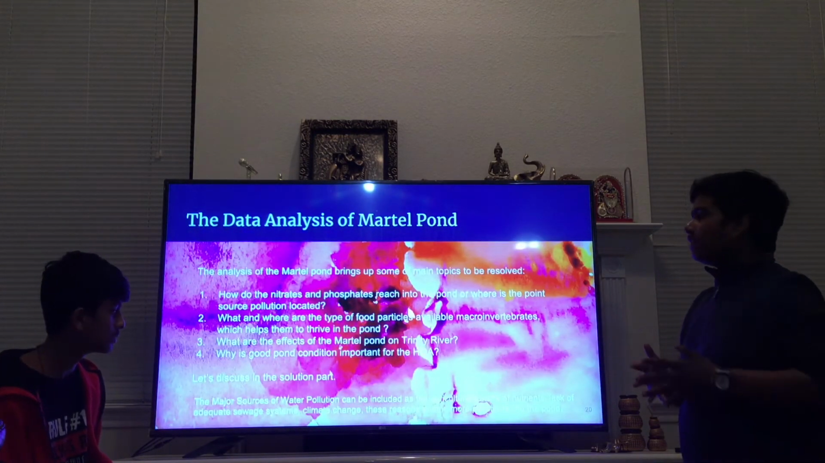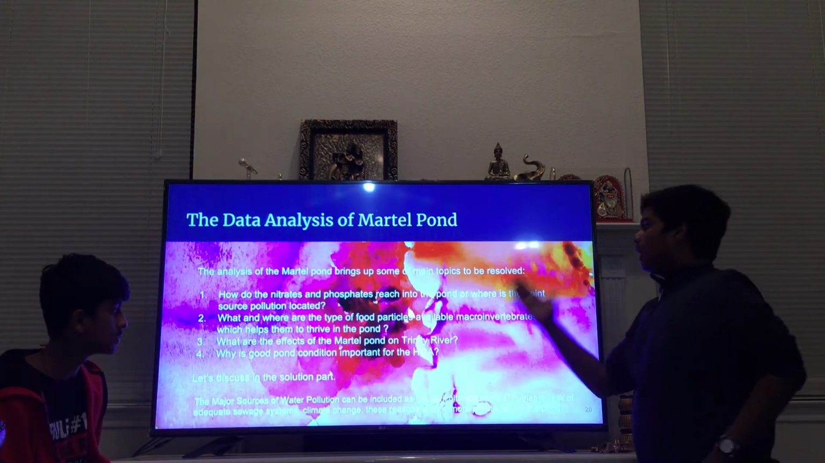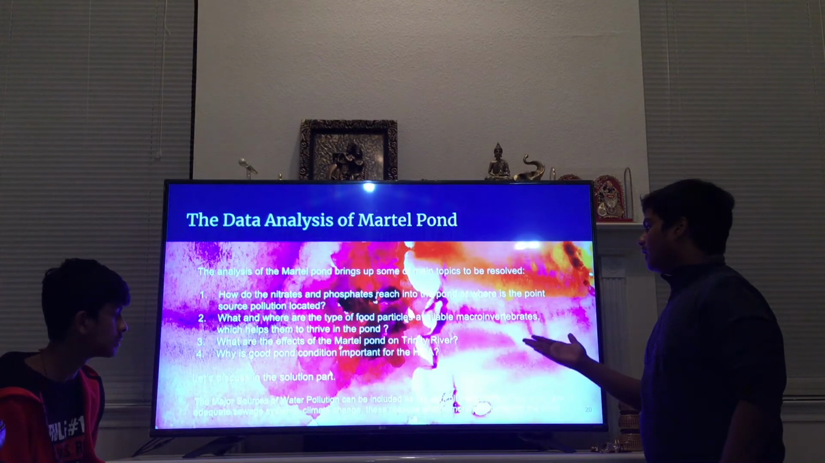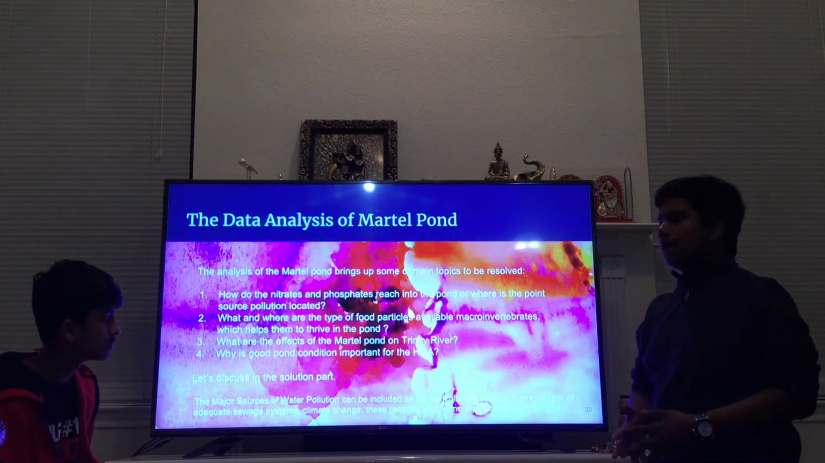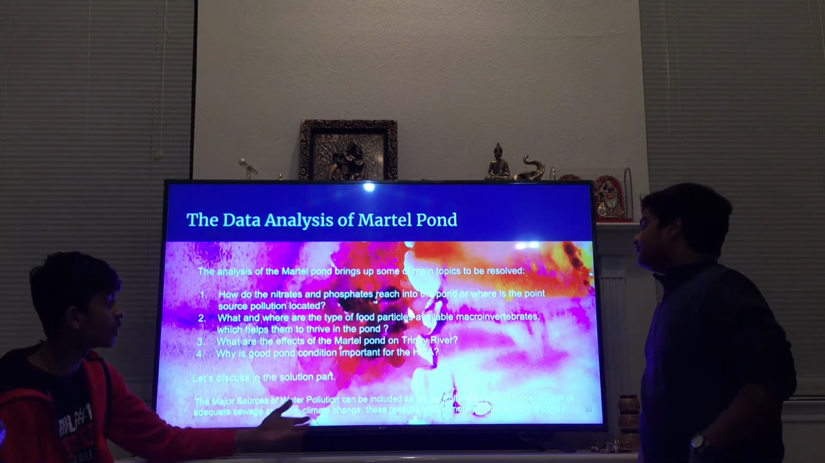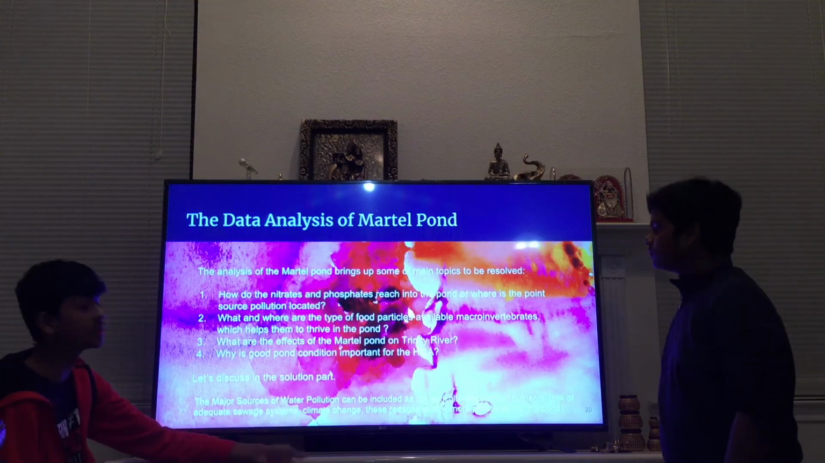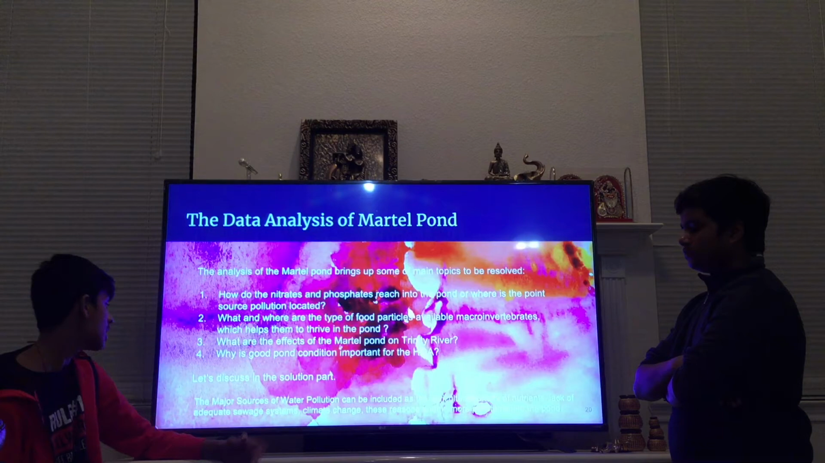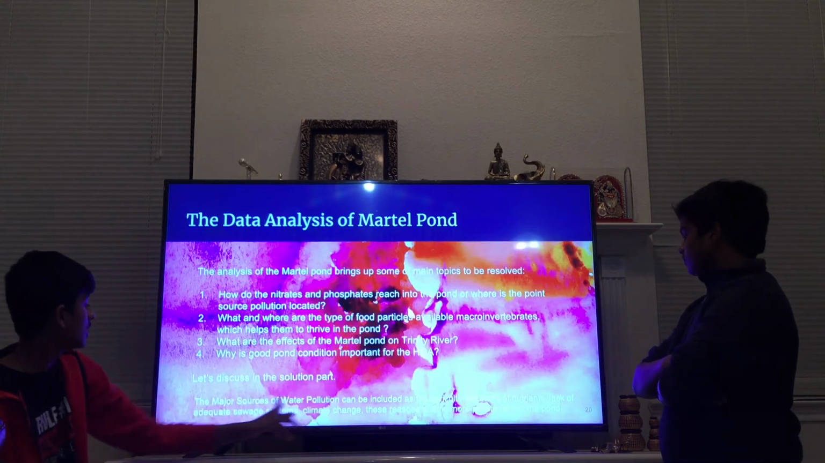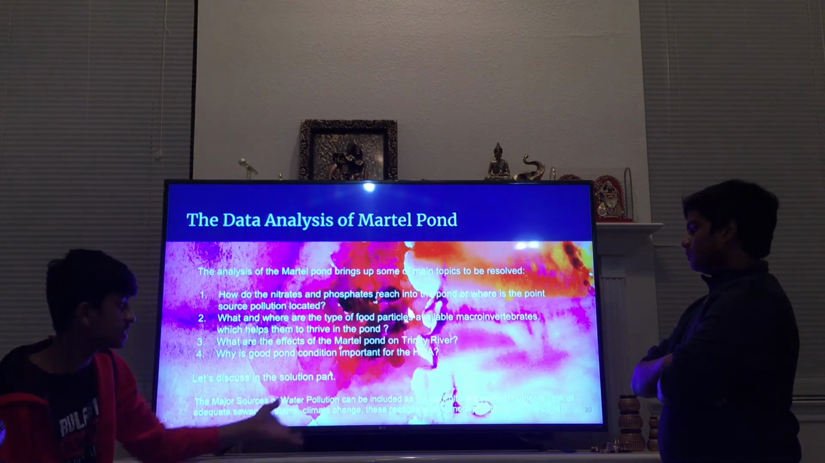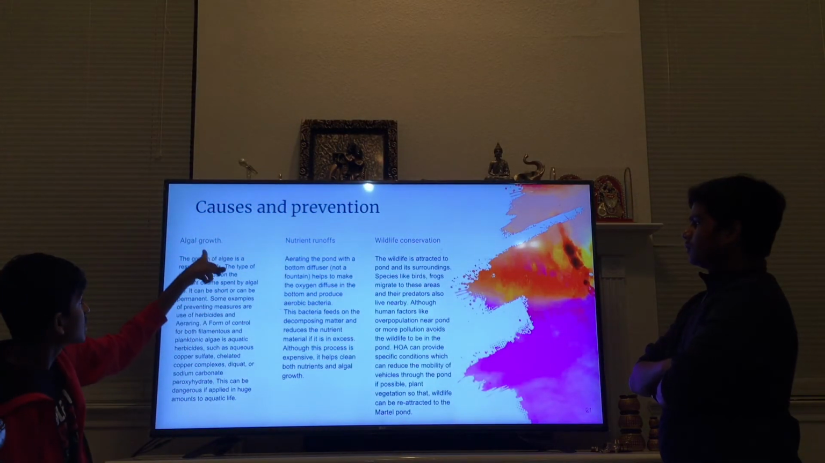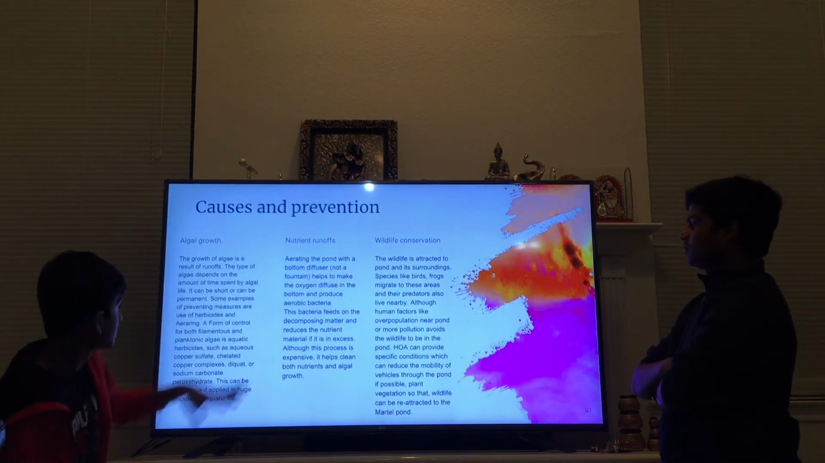From the analysis of the data, we can get the main topics of concern. How do nitrates and phosphates reach the pond, and where is the point source pollution located? What and where are the types of food particles located for the macroinvertebrates to thrive? What are the effects of the Martel Pond on the Trinity River, or the Trinity River on the Martel Pond, and why is a good pond condition important for the HOA? The major sources are basically agricultural runoff, lack of adequate sewage systems, and climate change. Here are causes and preventions for algae growth, nutrient runoff, and wildlife concentration.